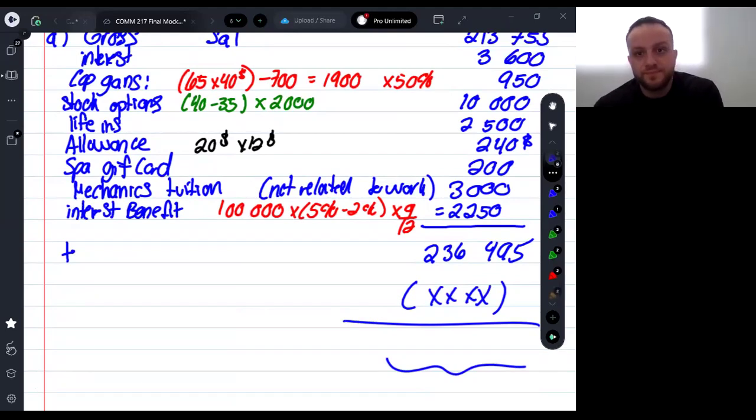But no effect, does that mean that there's no tax on it as well? Yeah, we're not taxed, but we're not deducting it either. No implication on the tax return. Okay.